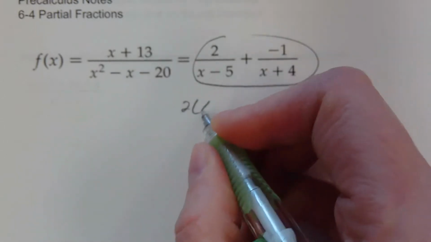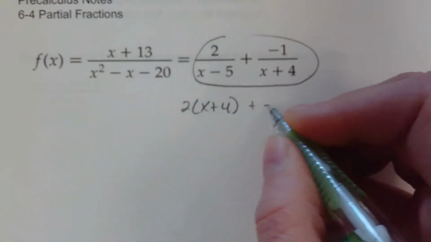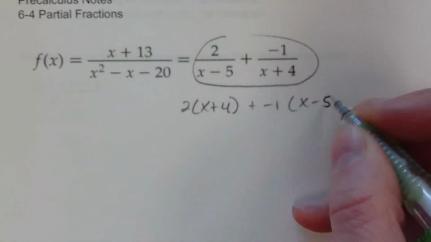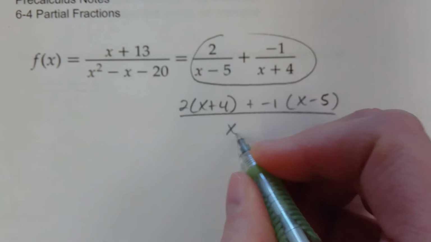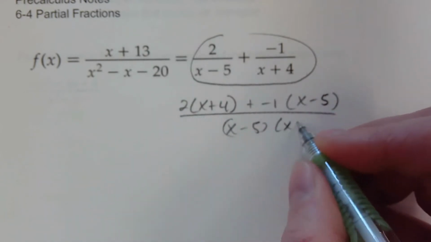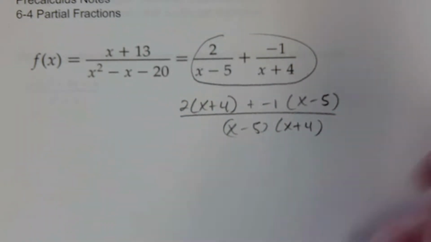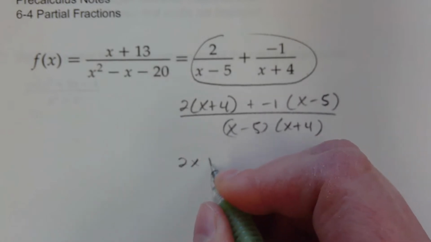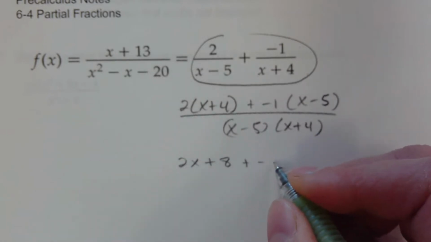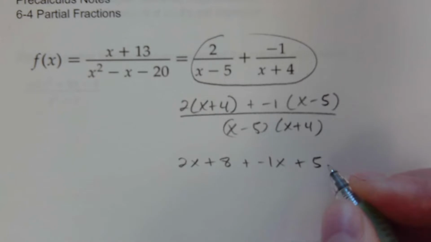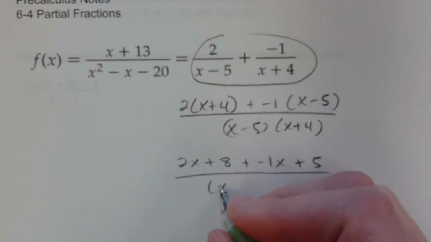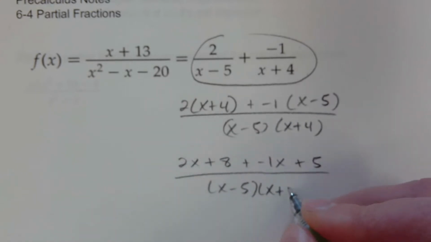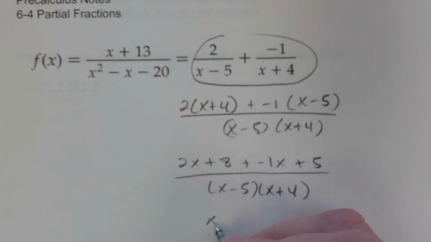And what I'd end up with is 2 times the quantity x plus 4 plus negative 1 times the quantity x minus 5, all over that common denominator. And then we would distribute the 2 and the negative 1, and then put our like terms together. And we would combine our fractions and we would just get x plus 13, which is what I warned you the answer was going to be in the first place.